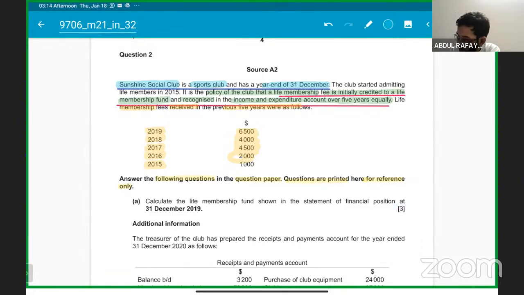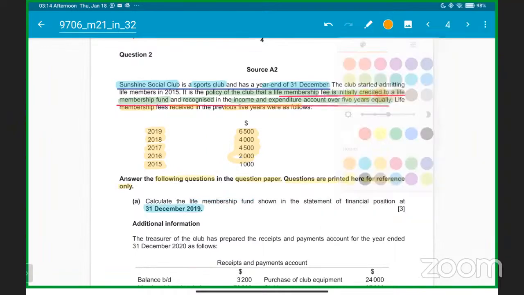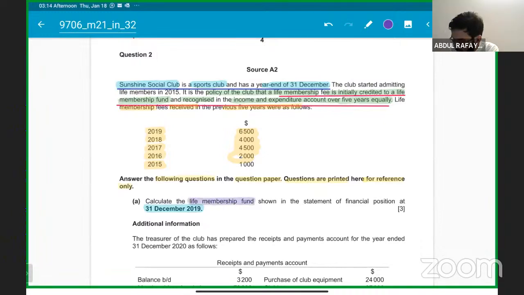For 3 marks, what they are saying, students, in the bold, is that for the year ended 31st December 2019, we have to calculate the life membership fund. Everyone with me, following? We have to calculate the life membership fund for the year ended 31st December 2019. That will be shown in the balance sheet, because the life membership fund is an income as well, and there will be a balance carried down as well.